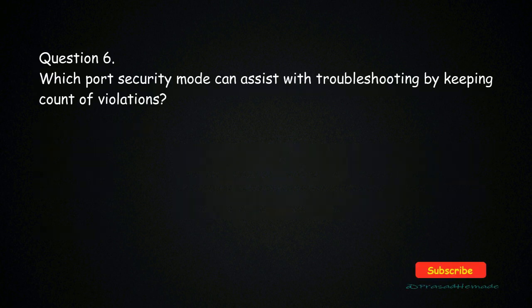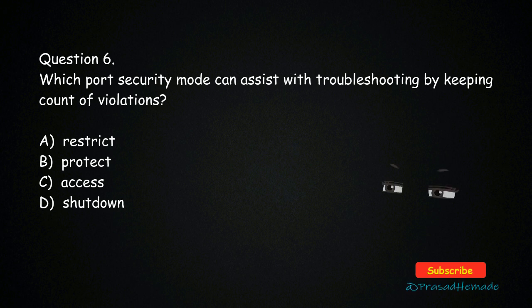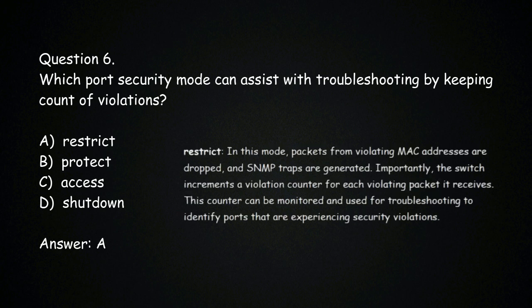Question 6. Which port security mode can assist with troubleshooting by keeping count of violations? Options. Answer is A. Restrict. In this mode, packets from violating MAC addresses are dropped, and SNMP traps are generated. Importantly, the switch increments a violation counter for each violating packet it receives. This counter can be monitored and used for troubleshooting to identify ports that are experiencing security violations.